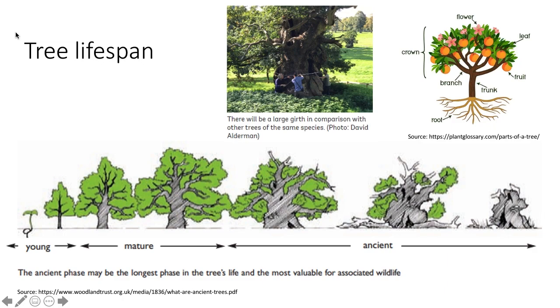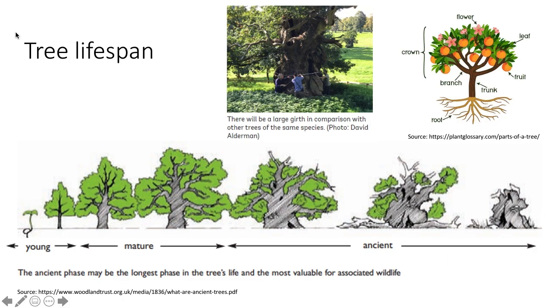As you can see from the photo, ancient trees usually have a large girth in comparison with other trees of the same species. So that's a very important factor, and actually one of the key things for aging a tree that we'll come to talk about.